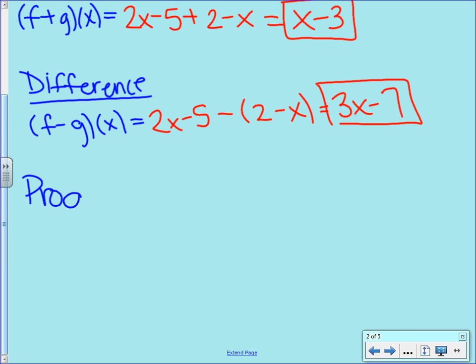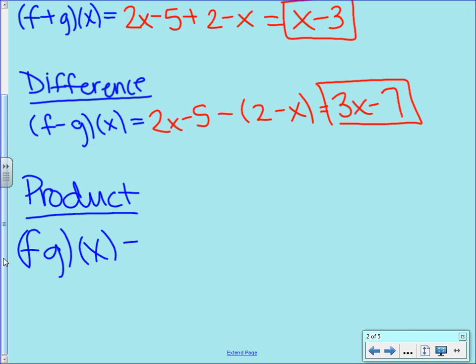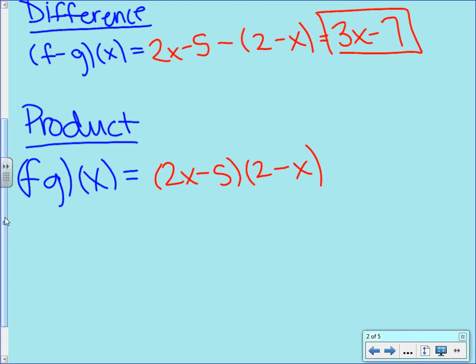All right. The product. F times g of x. Here, since we're multiplying, we need to make sure that both of them get in parentheses. So 2x minus 5 is going to be multiplied to 2 minus x. And what's our strategy going to be here? FOIL. You can say FOIL, or you can say distribution. Everybody in the first has to be multiplied to everybody in the second. So let's go for it. 2x times 2. 2x times negative x. Negative 5 times 2. And negative 5 times negative x.